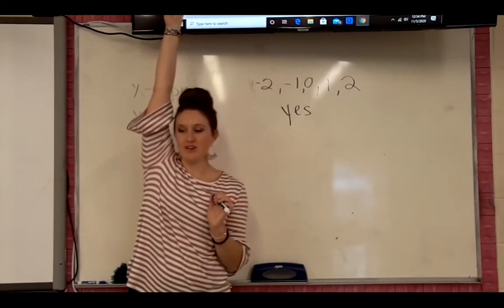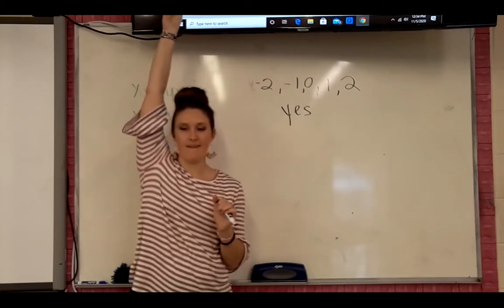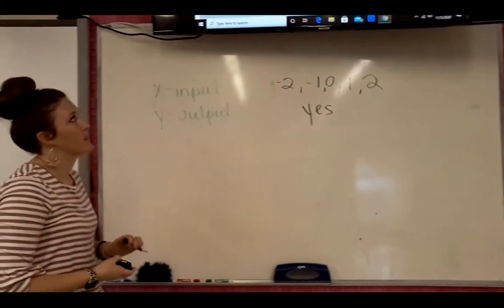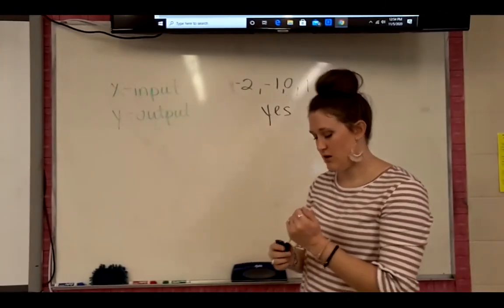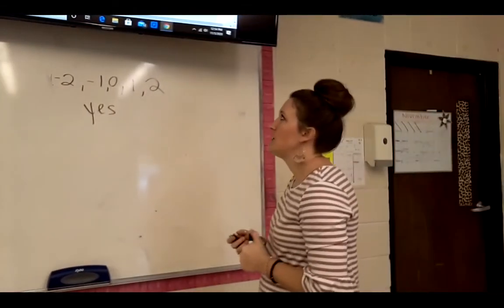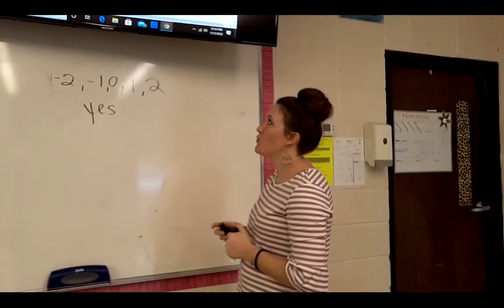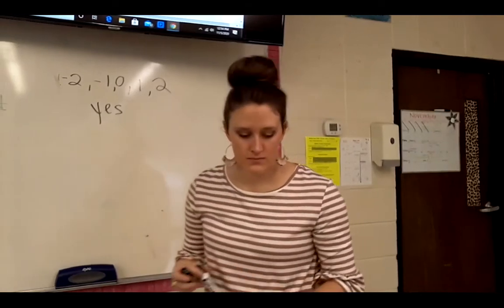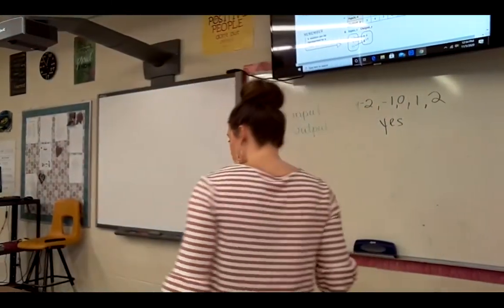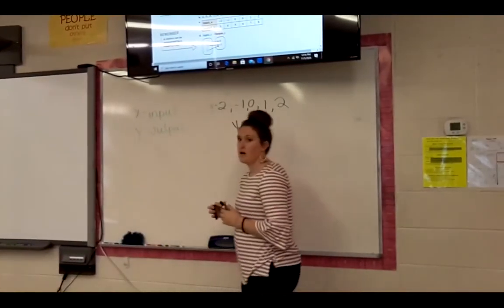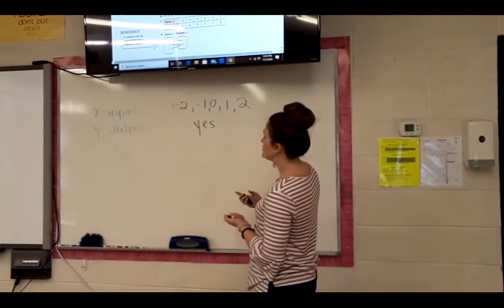Is B a function? No. Why? Because there's 2 4s in the x value, so that is not a function. Okay, you don't have to write all these down. On C, we have -2, -1, 0, 0, 1, and 2. Is that a function? No. Why? Multiple zeros. 2 zeros in the x value. So it is not a function because of the 2 zeros, your 2 input values.